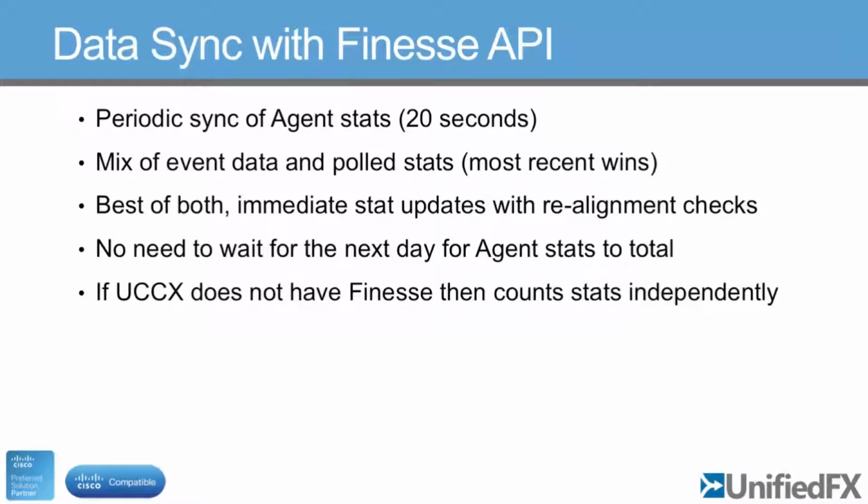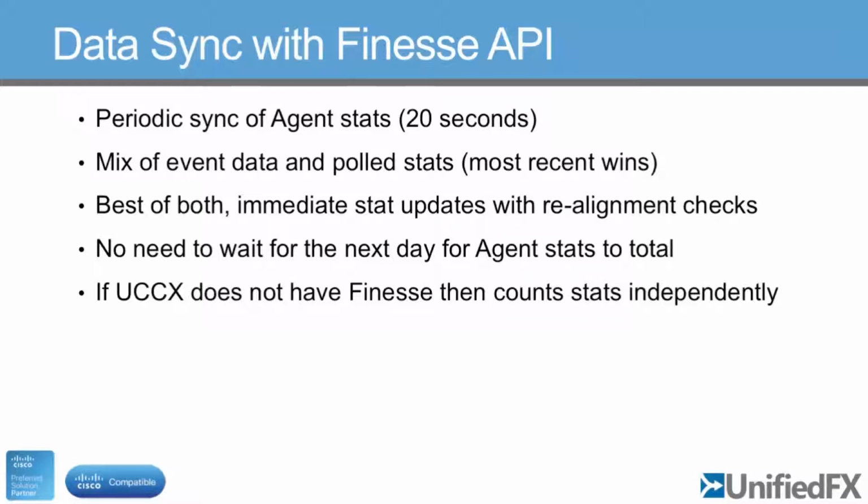By leveraging the eventful data, which is as fast as technically possible, and polling the agent statistics over a longer period, and then having a decision on which value to trust and use, that gives us the best of both. We get immediate statistics updates, but we get periodic realignment checks. If you start up the system in the middle of the day, we'll start counting, and as soon as we get that first poll with the current stats on the system for that day, all of the data on our side will be in complete alignment.